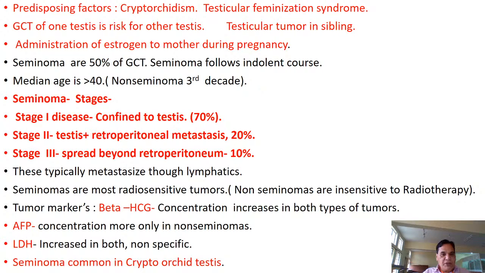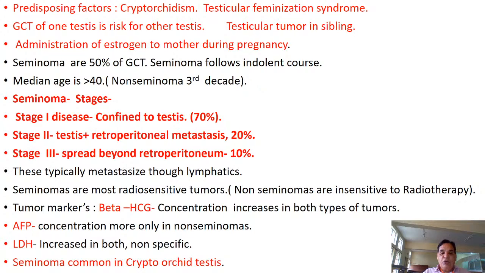So seminoma is 50% of GCT. Seminomas follow an indolent course and are more common above 40 years. Non-seminomas are usually in the third decade, seminomas in the fourth to fifth decade. What are the stages of seminoma? Stage 1, confined to testis, more than 70%. Stage 2, testis plus retroperitoneal metastasis, 20%. Stage 3, whenever it spreads beyond the retroperitoneum, 10%. So it is metastatic, stage 3.